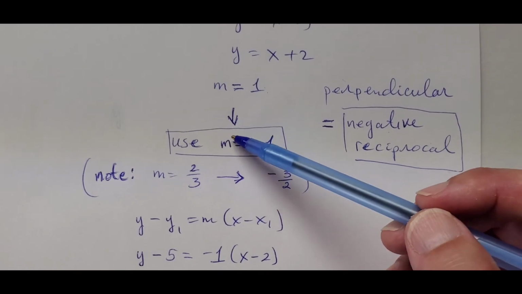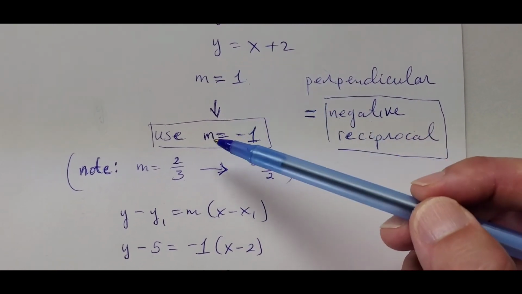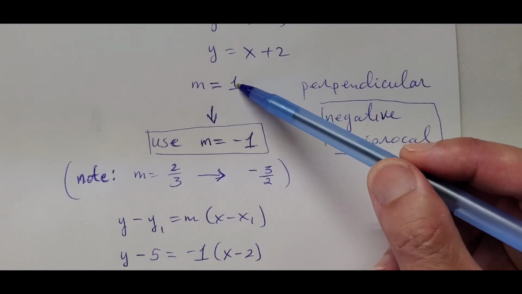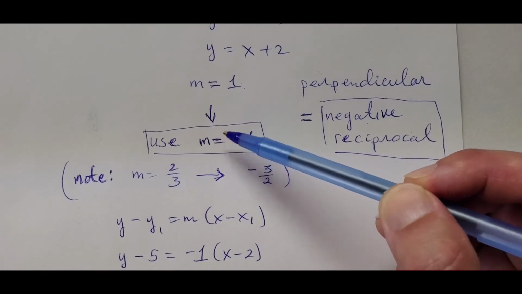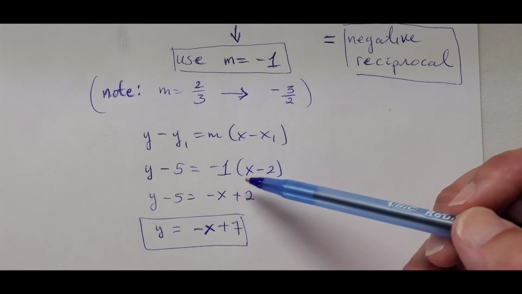So we are going to use the new slope, not the old one. Be very careful. With perpendicular, we don't use the old one, we use the new one. So this is the one we're using. And our point is still the same, 5, 2.